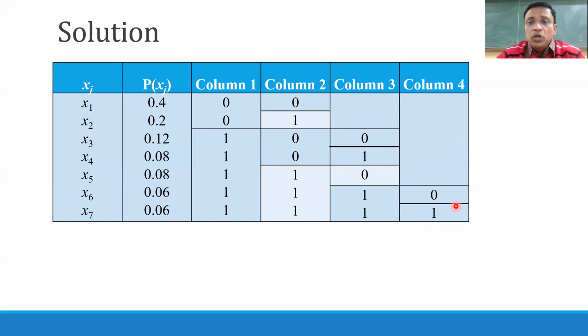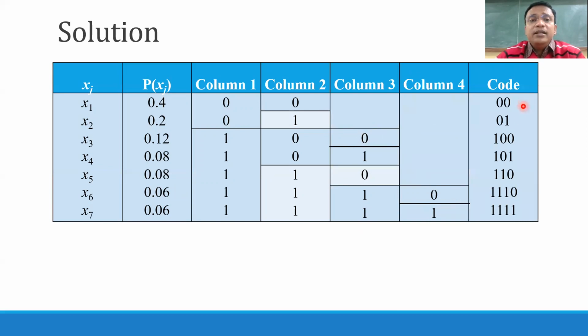So finally, what is the code then? This will obviously be 0, 0. This will be 0, 1. This is 1, 0, 0. Similarly, this is 1, 0, 1. This is 1, 1, 0. This is 1, 1, 1, 0. And this is 1, 1, 1. So you can see over here, it is a prefix code with variable length, and whether it is very efficient or not, that we have to check out.